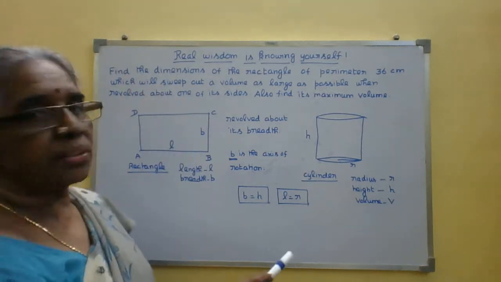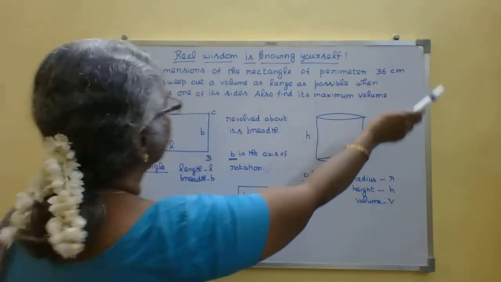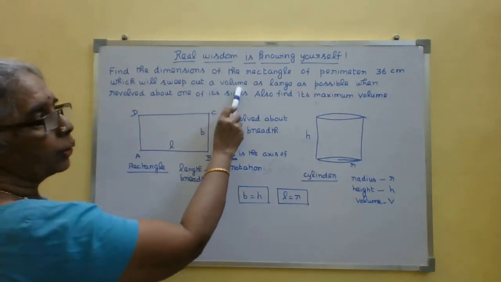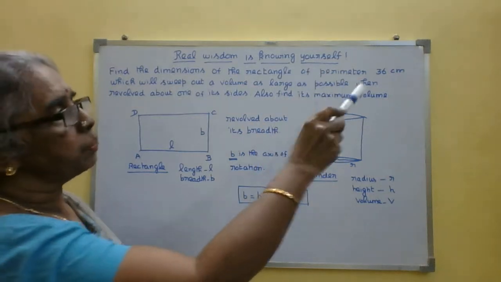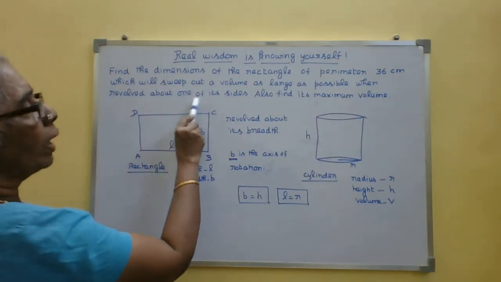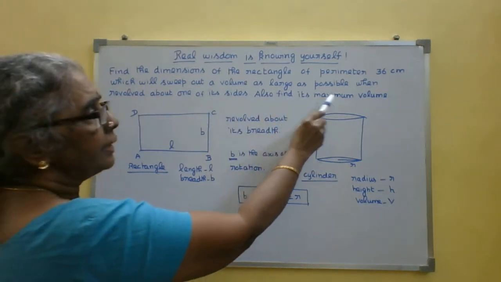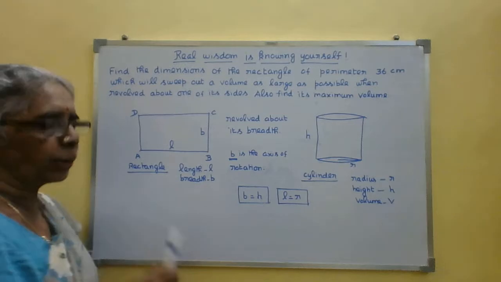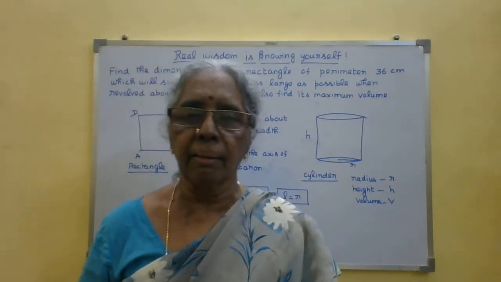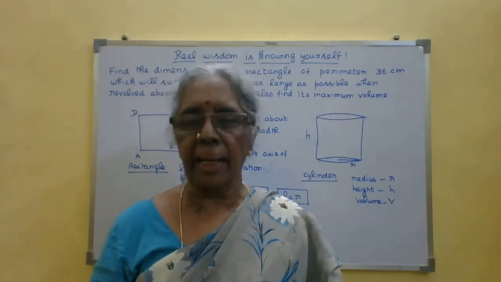Find the dimensions of the rectangle of perimeter 36 cm which will sweep out a volume as large as possible when revolved about one of its sides. Also find its maximum volume. In this sum, there is a rectangle which is revolved about one of its sides.